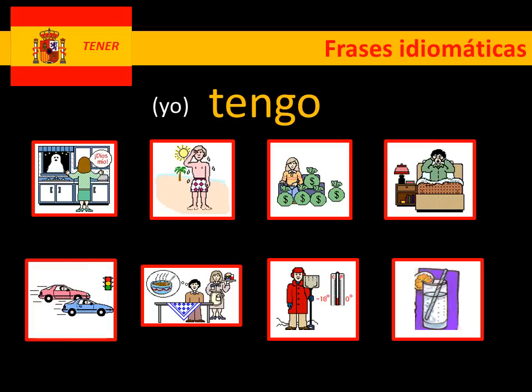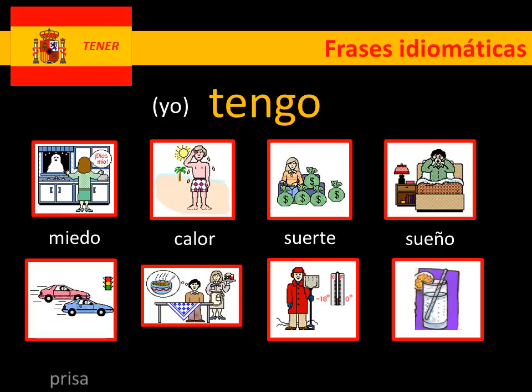So the first one then, we would say tengo miedo. Okay, if you look at the picture, they've just seen a ghost. Literally means I have fear. But in English we would say I am scared. But remember, in Spanish it's tengo for I have, miedo for fear. Next one, calor. Tengo calor. I have heat. I am hot. Tengo suerte. I have luck. I am lucky. Tengo sueño. I have tiredness. Literally, but in English, I am tired.